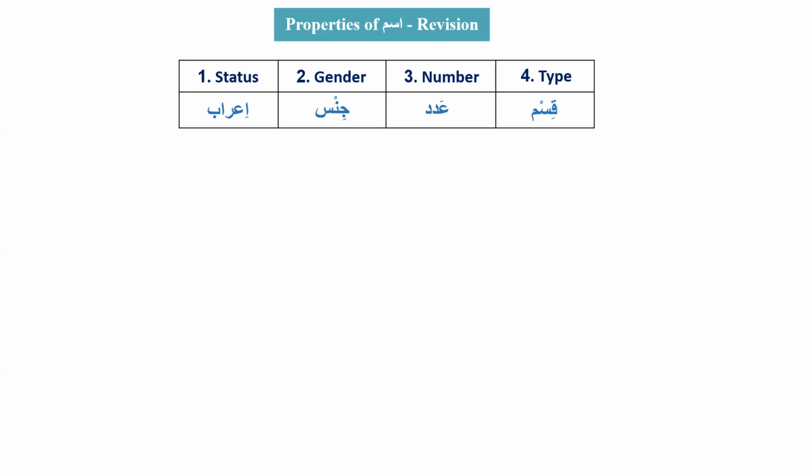Today we are going to revise number, the third property of ism. Okay. So when we say number is the third property of ism, what do we really mean? What do we really mean by saying number, that an ism has a number? Taimiyya, what do you think? What we really mean by that?